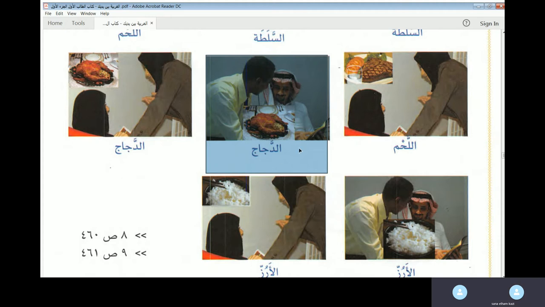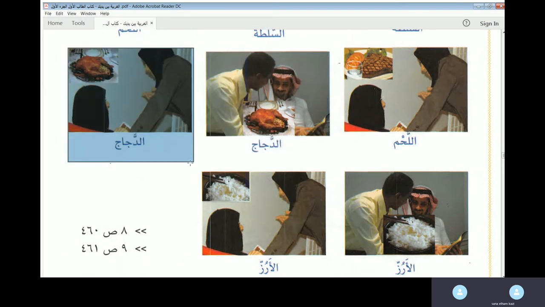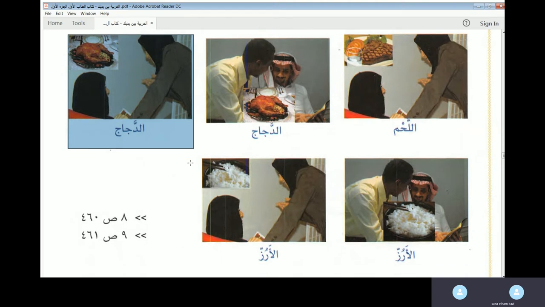Madha tatlubu minat-ta'am? Ba'dad-dajaji min fadlik. Dajaji, because of ba'd, there is a kasra with dajaj. Okay. Madha tatlubina minat-ta'am? Ba'dad-dajaji min fadliki. Fadliki, because this is a female. What do you want from the food? Some chicken, please.